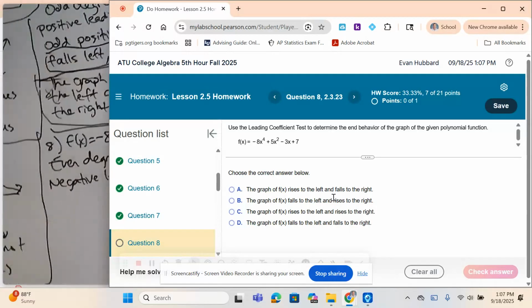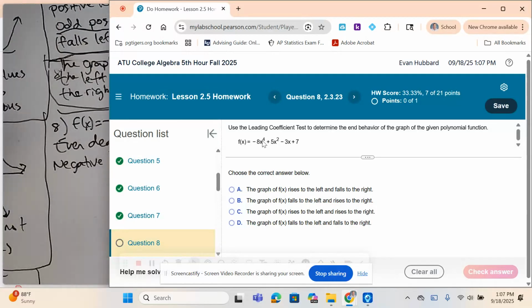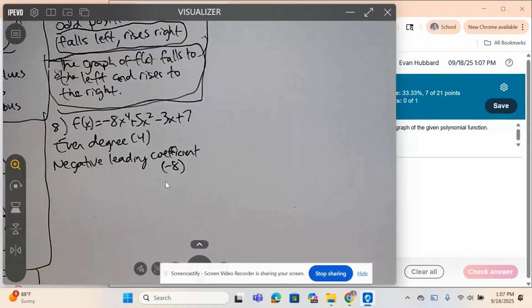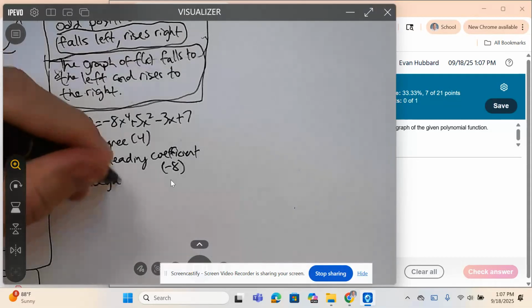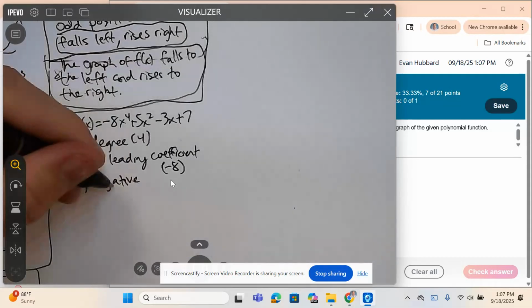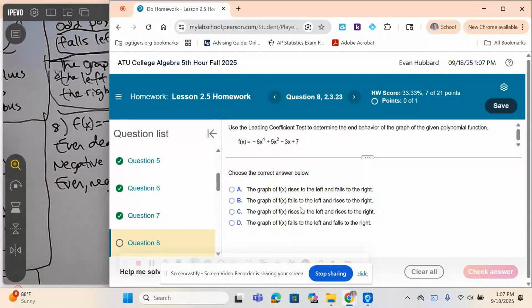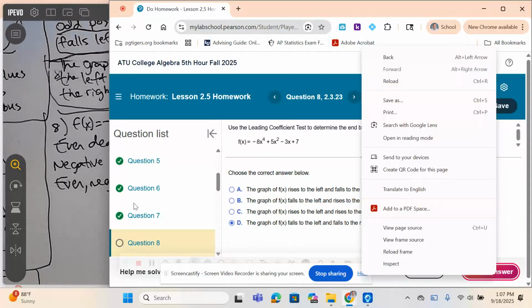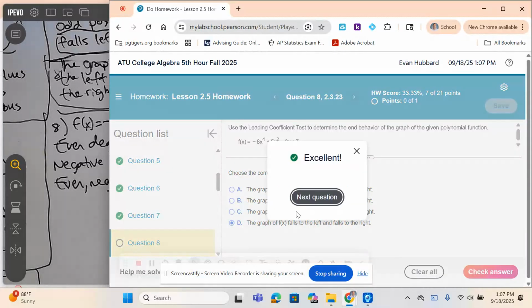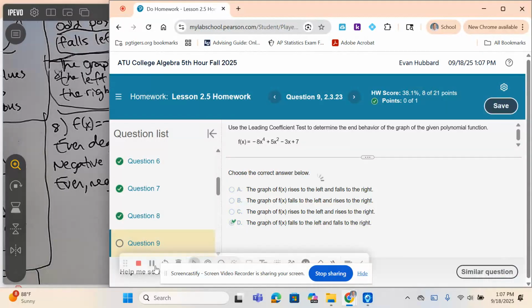Even, negative. So it's an even degree and then it's negative. So it's going to fall left and fall right. Even negatives fall left. Evens go in the same direction. Negative means they both fall. So the graph of f(x) falls to the left.